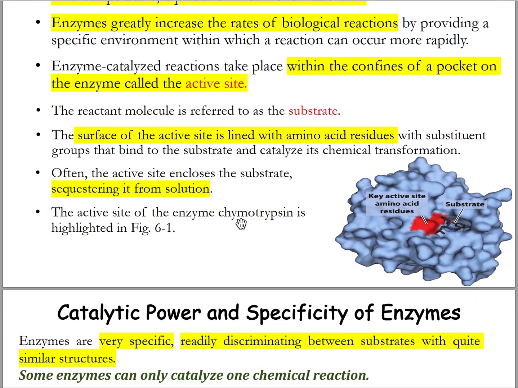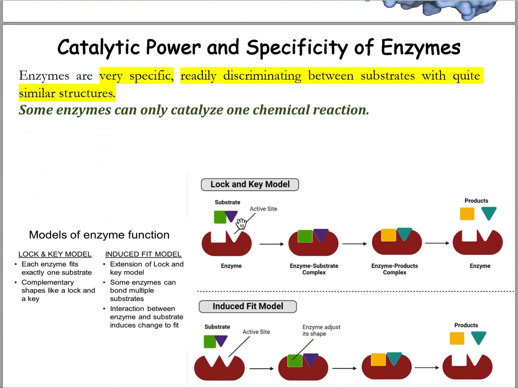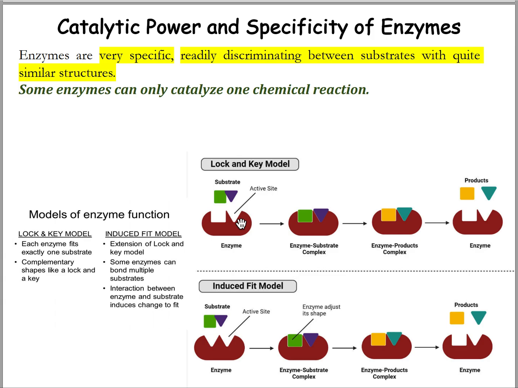So enzymes are very specific and readily discriminate between substrates with quite similar structures. And some enzymes can only catalyze one chemical reaction. So there are two models of enzyme function. One is the lock and key model, where each enzyme fits exactly on its substrate with complementary shape like a lock and key. And the induced fit model is the extension of the lock and key model, where some enzymes can bind multiple substrates, and interaction between enzyme and substrate induces changes in the enzyme to fit it.